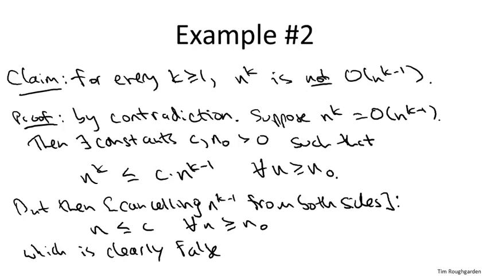So that provides the contradiction. That shows that our original assumption that n to the k is big O of n to the k minus 1 is false, and that proves the claim. N to the k is not big O of n to the k minus 1 for every value of k. So different powers of polynomials do not collapse. They really are distinct with respect to big O notation.